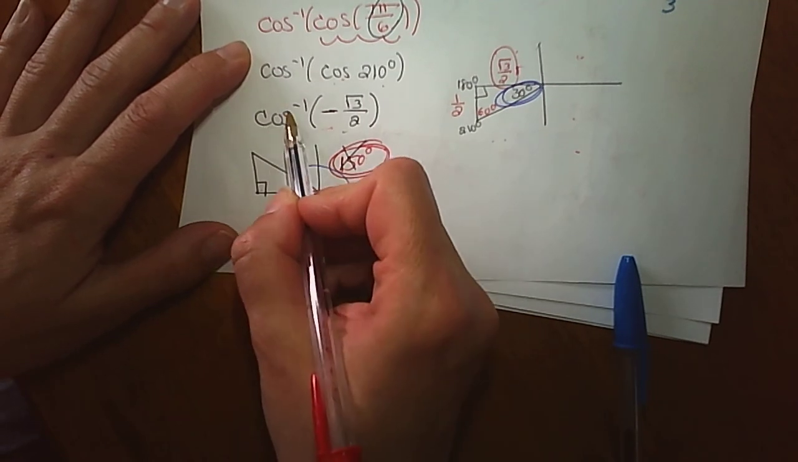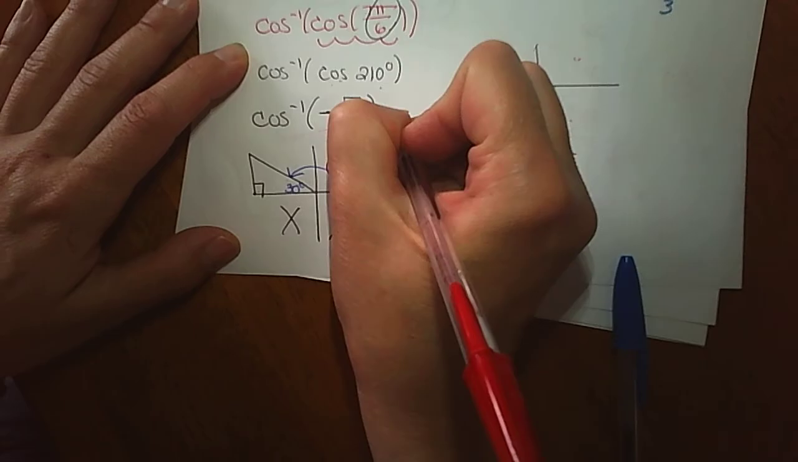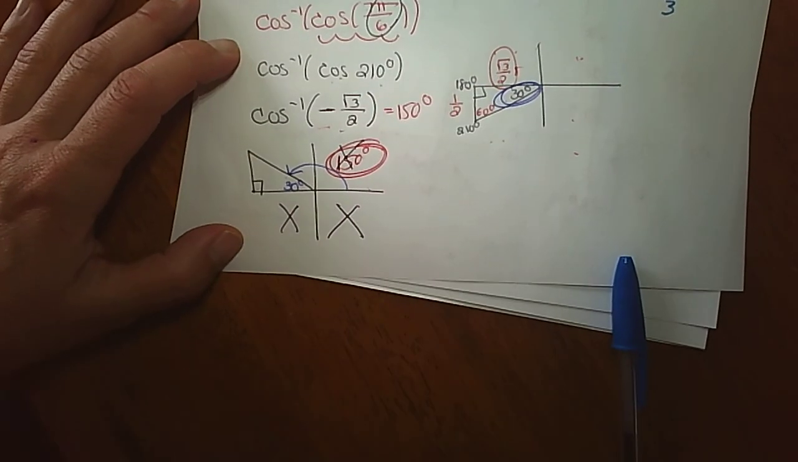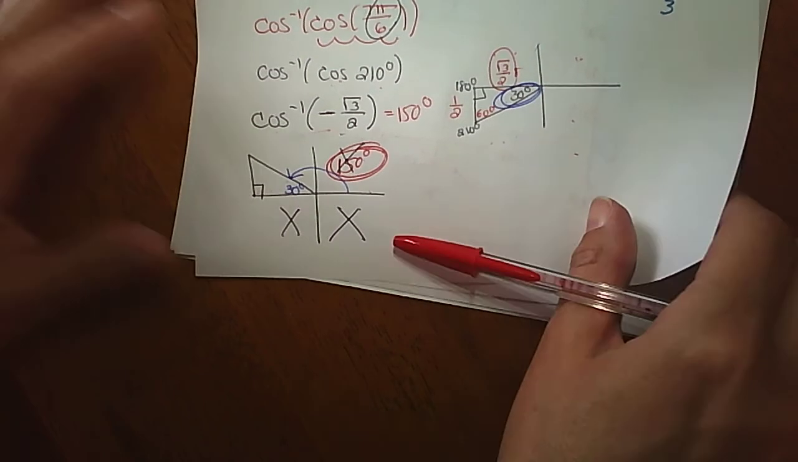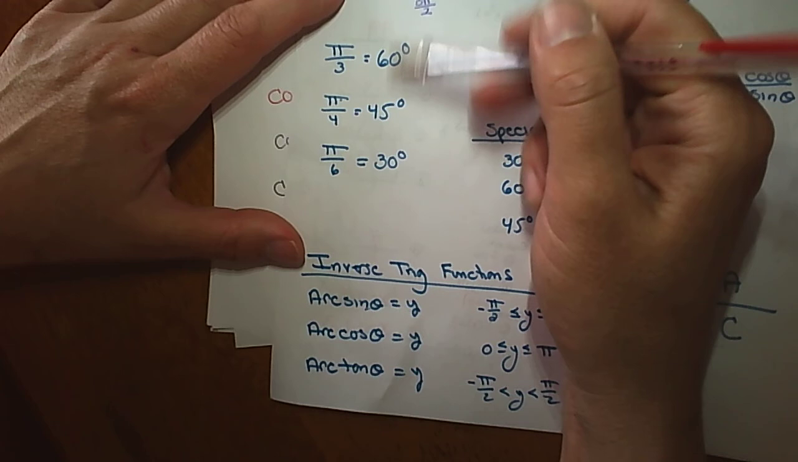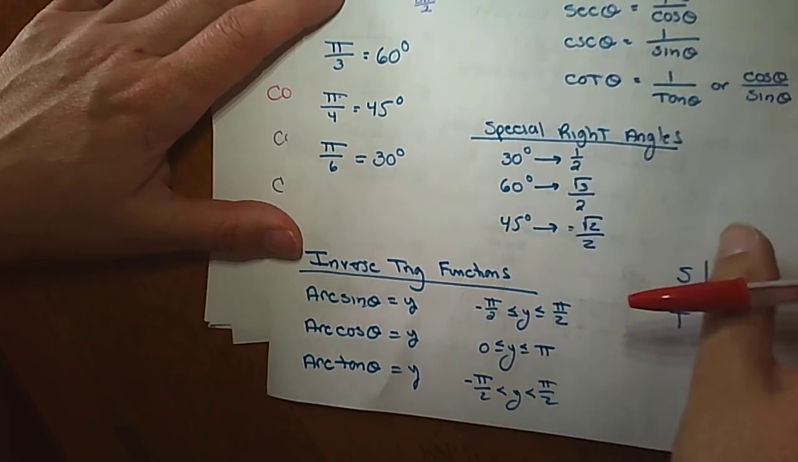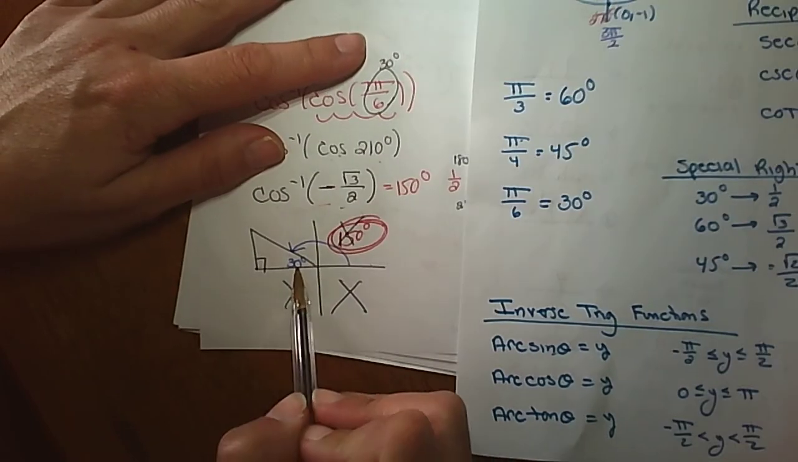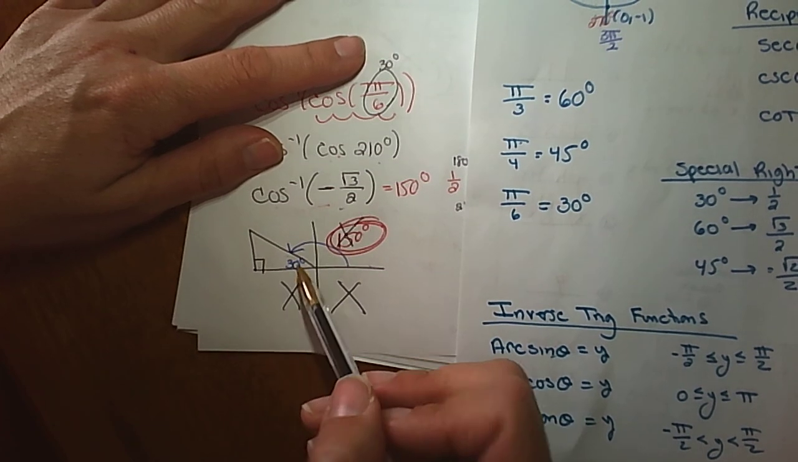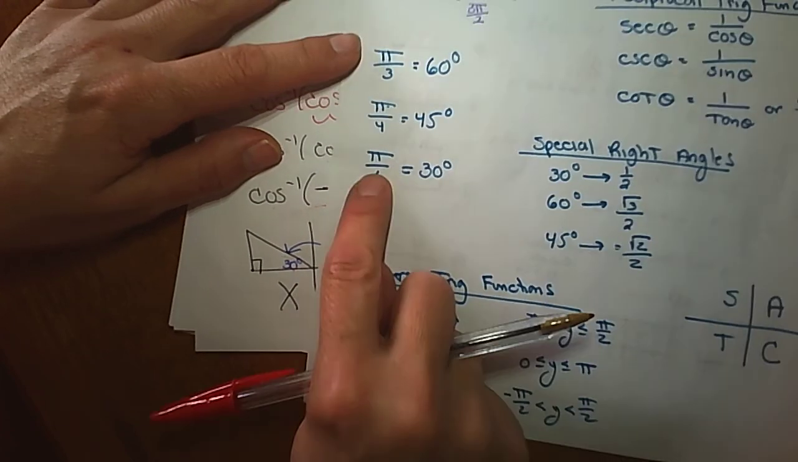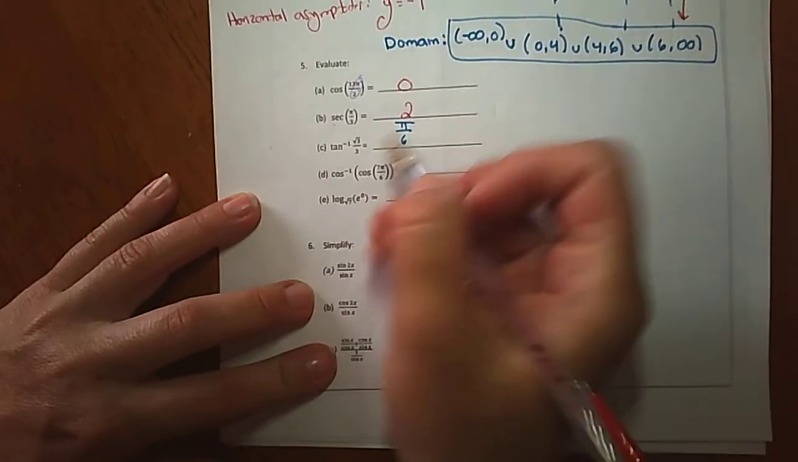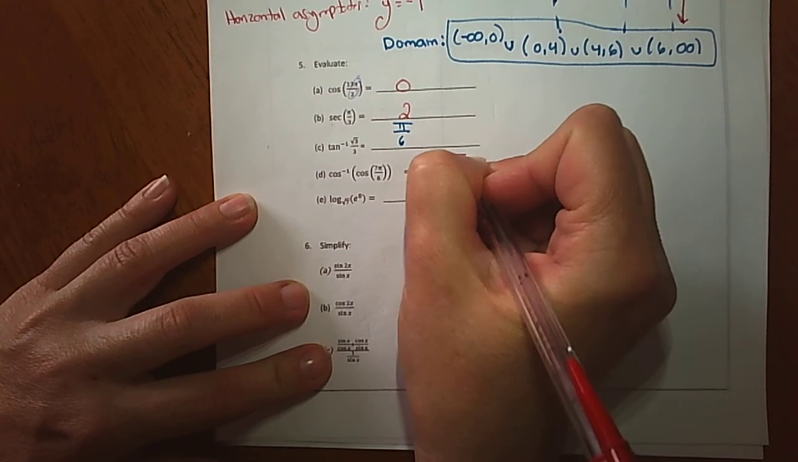Arc cos means you have to give me an angle answer. So that's going to be 150. But we always want the answer in radians. So let's go back to these three. Which of these three can you multiply by a number to make 150? And a hint, it's always the reference angle. See 30? 30 times 5 makes 150. So 5 times this guy would be the answer. The answer for B is going to be 5 pi over 6.